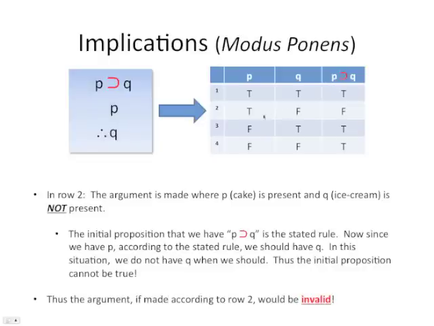Right? We stated that if we have P, then it should give us Q. In this case, we had the P, but it didn't lead us to the Q. And so we have to go back to the original proposition and say, no, this doesn't work. If we state that P leads to Q and we have the P and it doesn't give us a Q, then this is wrong. And so the argument if made according to row 2 would be concluded as being invalid.